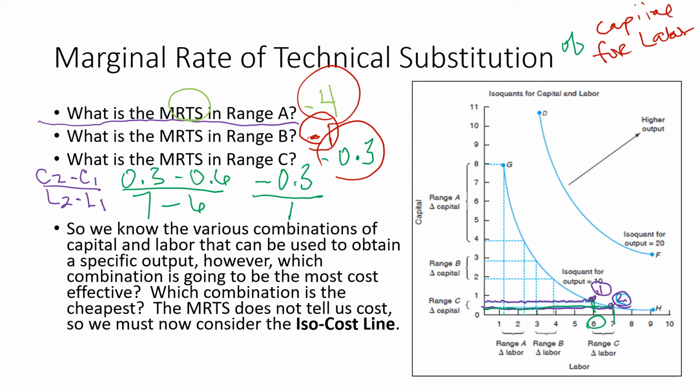So the isoquant lines tell us the different combinations of 2 different inputs, in this case capital and labor, that will give us the same number of outputs or the same number of products produced. However, it does not tell us the least cost combination or the cost at all of any of these combinations. So in order to figure out how much these cost, and to find the least cost combination, we need to look at the ISO cost line.